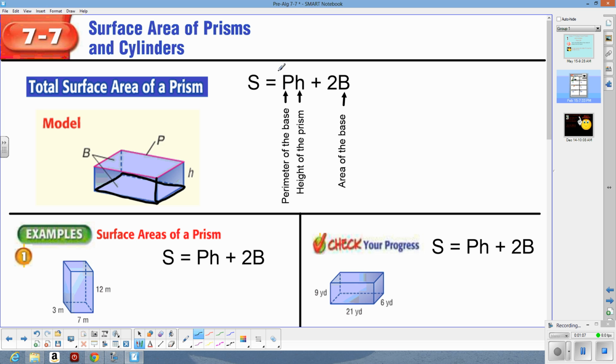But basically, this piece right here, PH, is for the 4 rectangles that go around this rectangular prism. Or in a triangular prism, it would be the 3 rectangles that go around the prism. And then plus 2 times big B. Big B stands for area of the base, so that would represent the area of the bottom and the top. So if you put those all together, you get the total surface area.